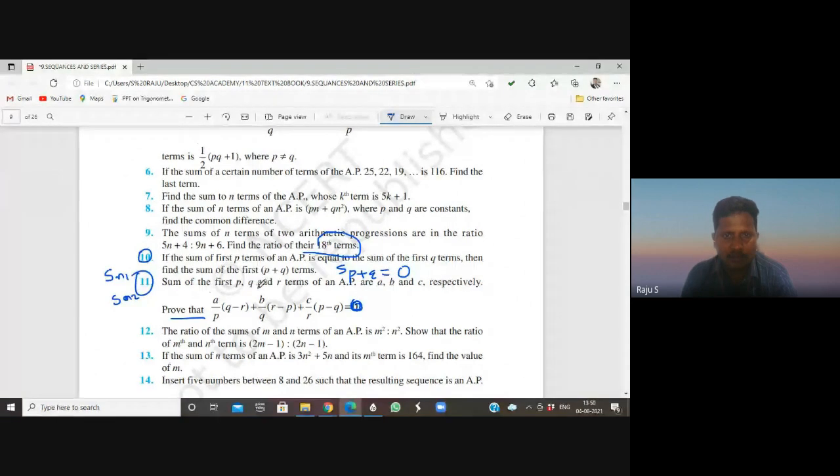Next, question number 11. Can you do this question number 11?